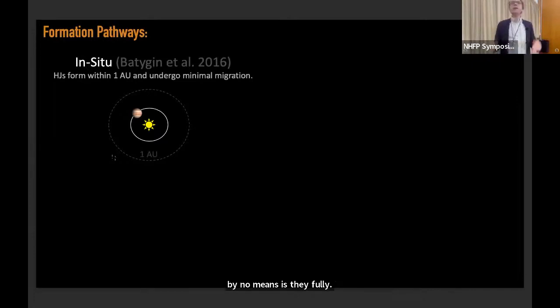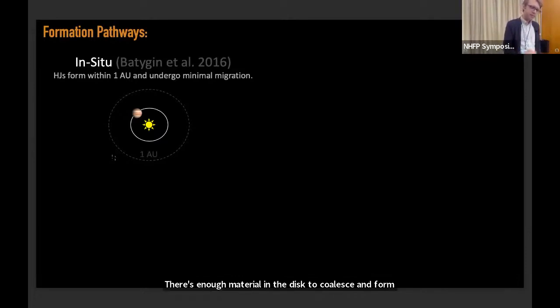The first one is really straightforward. This is in situ formation. You basically just form it. It forms in place due to some kind of accretion mechanism at a very, very short period. There's enough material in the disk to coalesce and form this hot, very large planet nearby the host star.